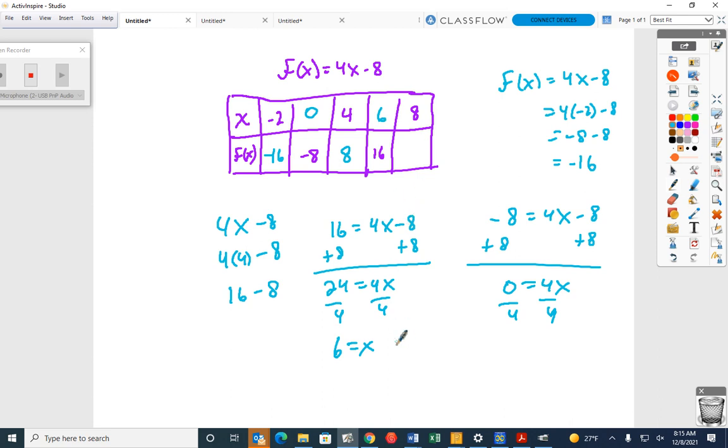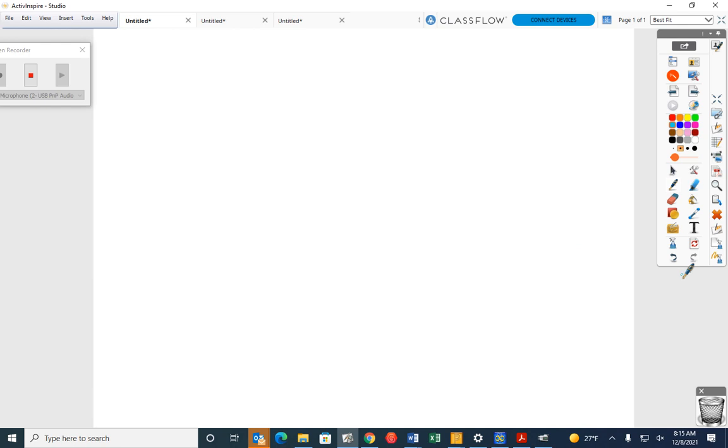What about the last one? Let's do this one in our heads. We're replacing x with what? 8. What's 4 times 8? 32. 32 minus 8? 24. Okay. Does that make sense? It's pretty easy, right? Okay. You just have to work at completing that table. Are we 100% good on that portion? Okay, good.